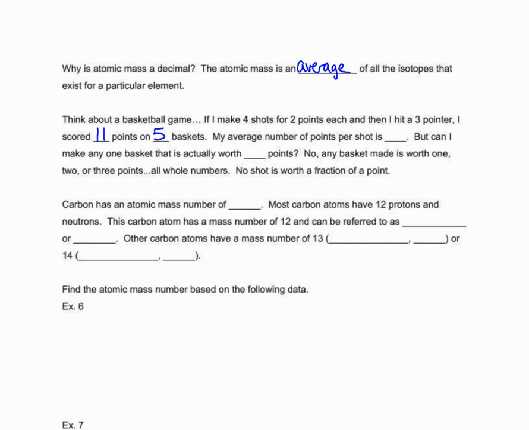My average number of points per shot is 2.2. 11 points divided by 5 baskets, points per shot, 2.2. Is it possible? Can I make any basket worth 2.2 points? Have you seen a scoreboard with a decimal for the points? No. Any basket in basketball is worth 1 point, 2 points, or 3 points. They are all whole numbers. No shot is worth a fraction of a point.